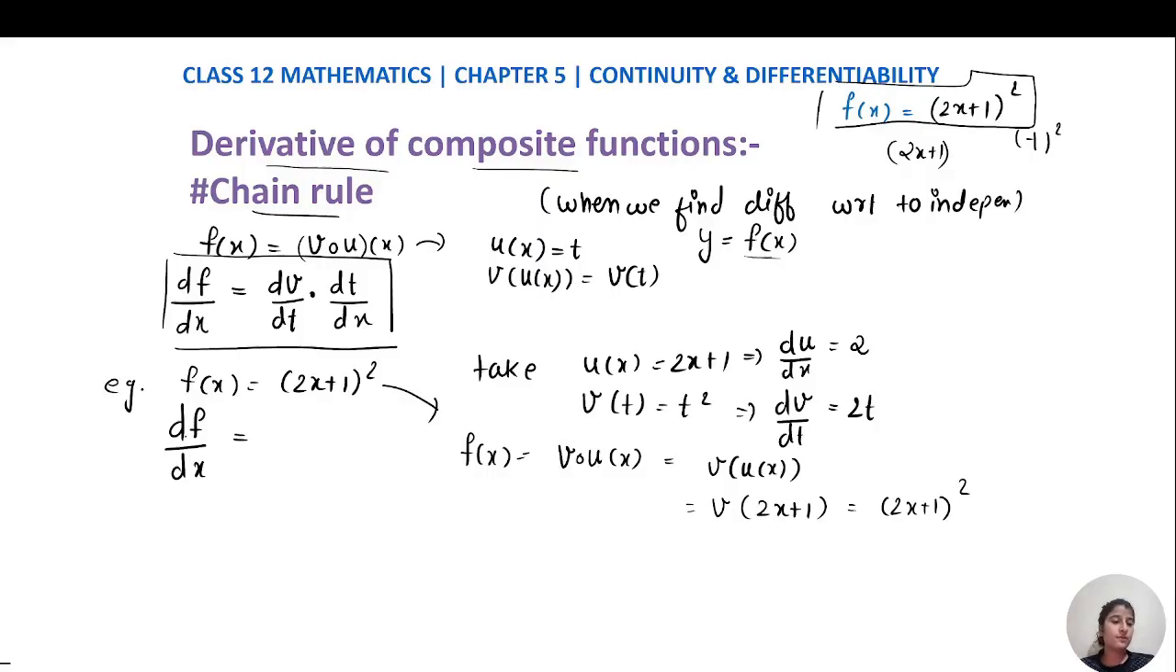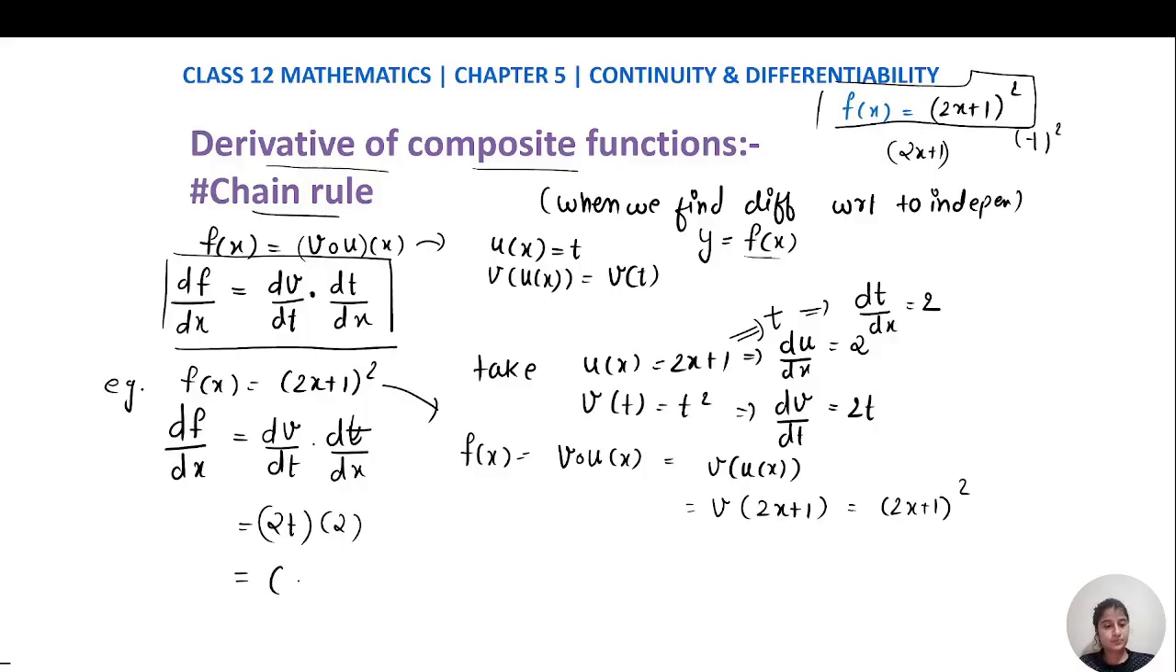Now by the chain rule, df by dx will be given by differentiating v with respect to t, and differentiating u, which we take as t, with respect to x, that is dt by dx. So our dv by dt is 2t, and our dt by dx is 2. Just put the values: t is 2x plus 1, multiplied by 2. So the derivative will be 4 times 2x plus 1.